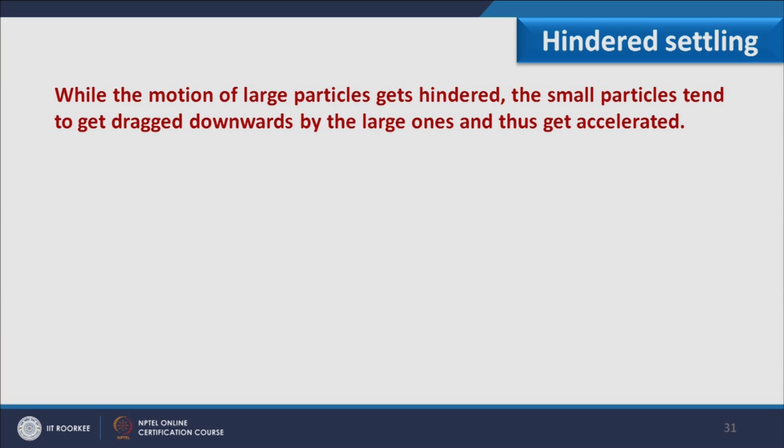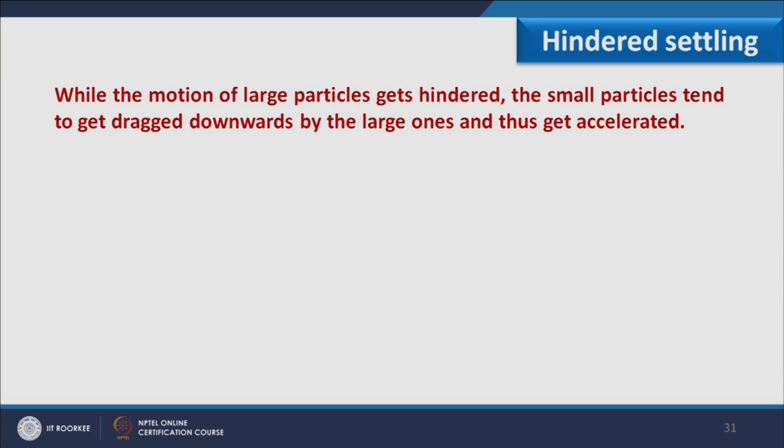So the hindered settling is where, while the motion of large particles gets hindered, the small particles tend to get dragged down by the large ones and thus get accelerated. What is the meaning of this statement? That when a number of particles are falling in a cylinder, then what happens? A small particle's settling velocity would be significantly less in comparison to a large particle, as the terminal settling velocity expression, if you remember, is directly proportional to the diameter. So, a small particle will move very slowly in comparison to a large particle.